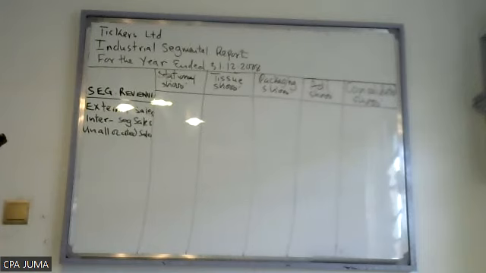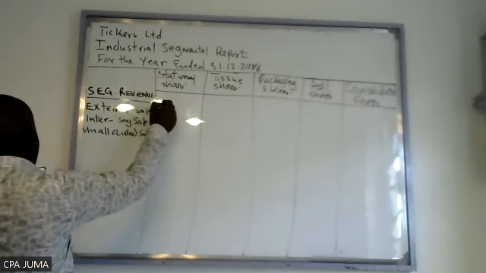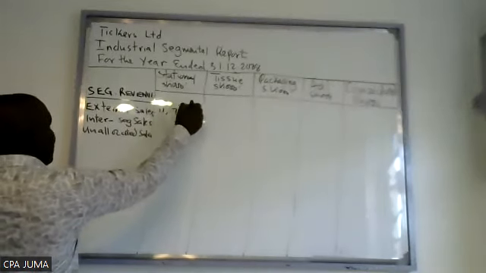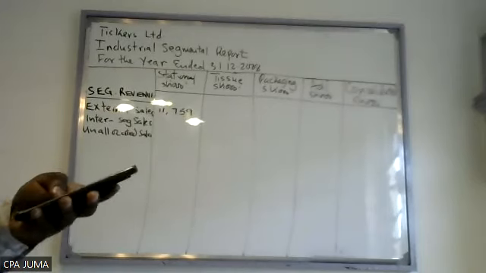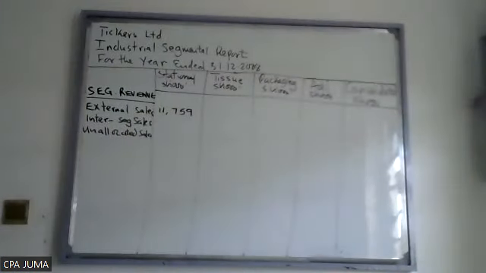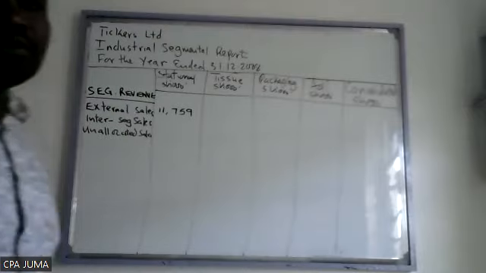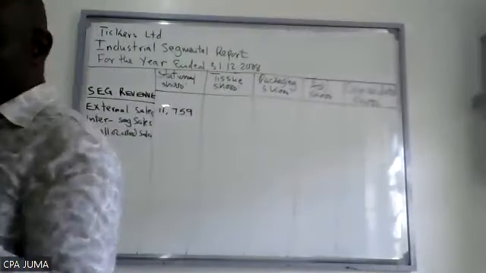So sales to customers outside the group by stationery. That is external. Outside the group, that is external by stationery. So you bring it here, 11,759. We are not touching 207. That one is not for inclusion in the books. All right, so that is that.